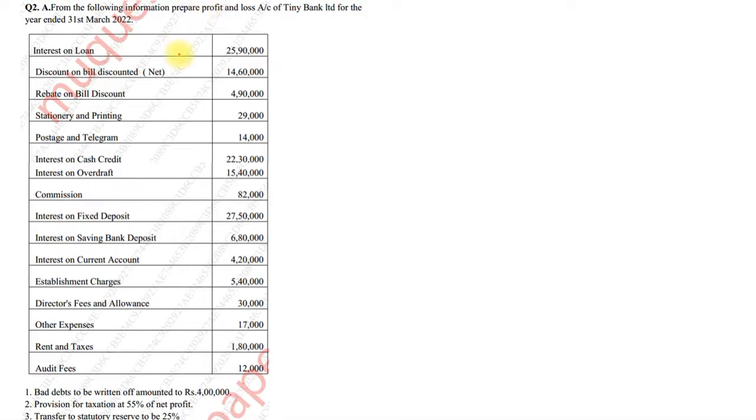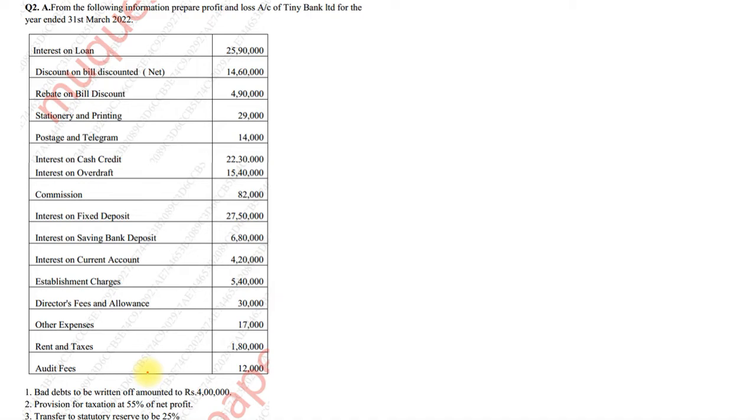Thereafter they had given you all the particulars and then three adjustments. One was bad debts to be written off to an amount of 4 lakhs, provision for tax at 50% of net profit, and transfer to statutory reserve at 25%.